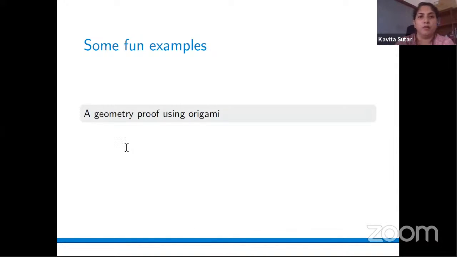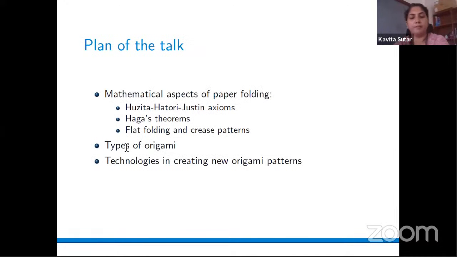Okay, so now the plan for the rest of the talk is going to be as follows. I'm going to talk about the mathematical aspects of paper folding, three aspects. The axioms of origami folding, known as the Huzita-Hatori-Justin axioms. Then I'm going to talk about a couple of theorems. These theorems are nothing but folding procedures which help you generate certain ratios.